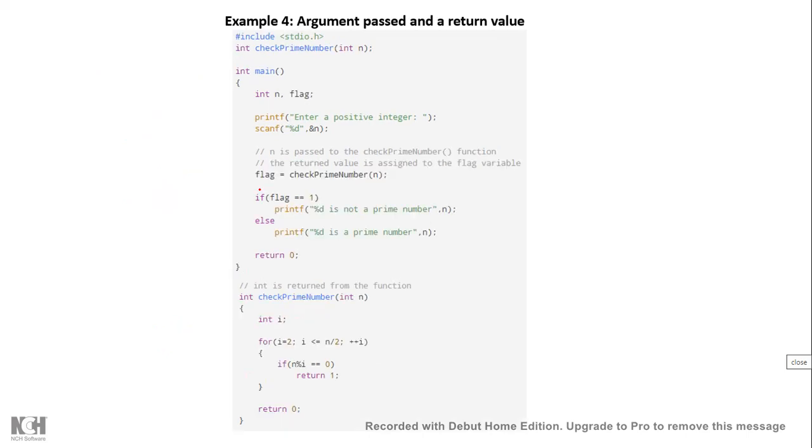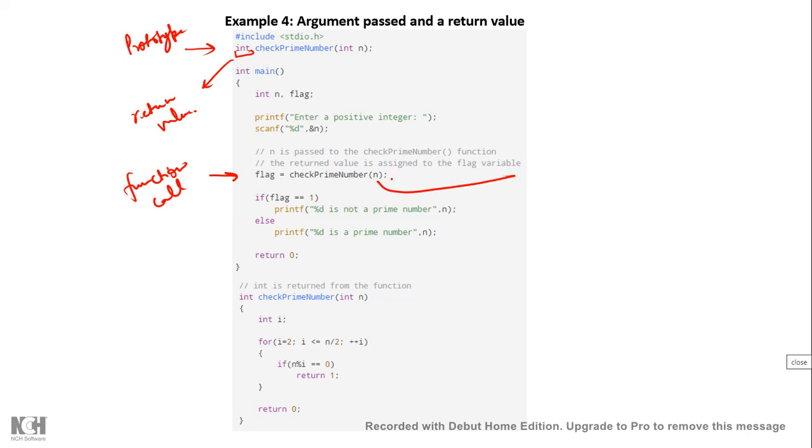Let's move on to the fourth category, in which an argument is passed and the return value is also present. The same programming code I've modified a little bit, so I'm again going to start. I hope up till now you must be aware, this is my prototype of the function, and the function has an integer return value. Okay, and this is the place where we have a function call, and the function is called with an argument n. So this is the argument. Okay, what we have done, we have taken the positive integer from the user side, and we have passed this value to the function.